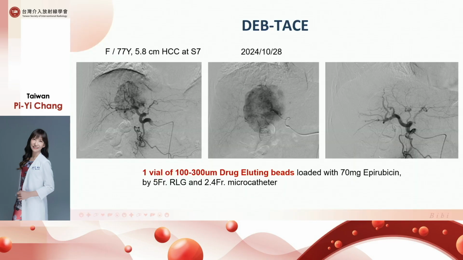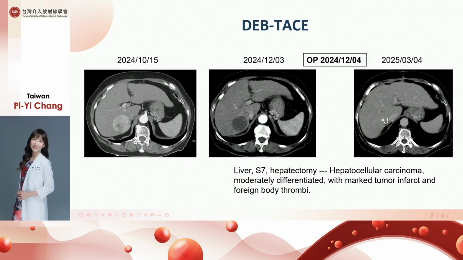So this is a case of DEB-TACE: a 77-year-old female with HCC around 6 centimeters. Actually, it's a quite good candidate for DEB-TACE treatment. We gave a vial of 100 to 300 drug-eluting beads loaded with 70 milligrams of epirubicin. You can see the images at the beginning show the hypervascular tumor, and then at follow-up 2 months later, almost total necrosis of the tumor. So the patient had the chance to get operation. And the pathology shows marked tumor infarct and foreign body thrombi.